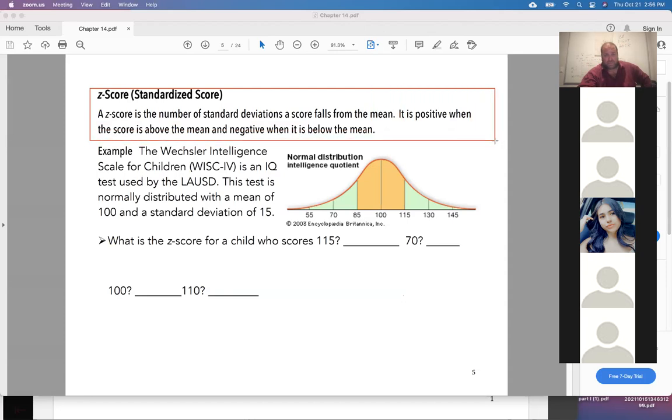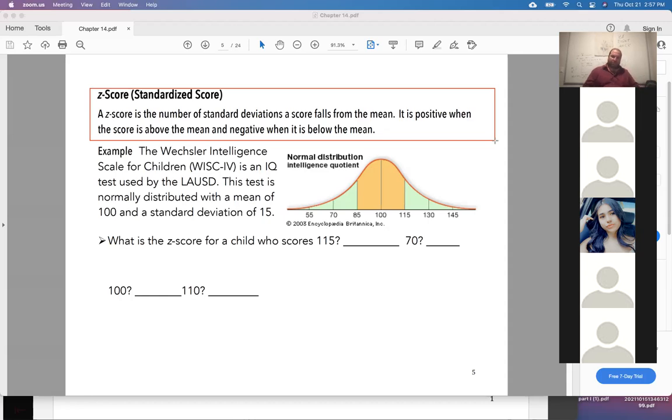That's an important definition. A z-score is the number of standard deviations a score falls from the mean. Positive when you're above the mean, negative when you're beneath the mean. Doesn't matter what your actual score is. It's completely irrelevant what your actual score is. All that matters is how far you are from the mean in terms of standard deviations.